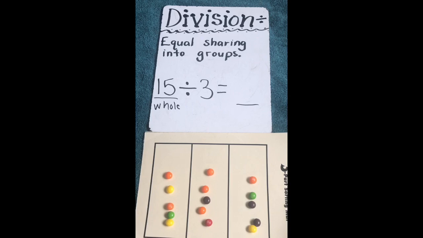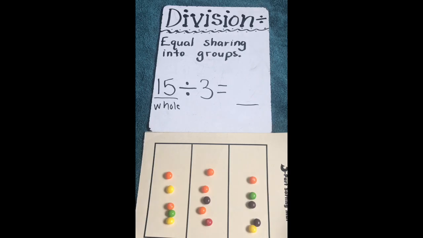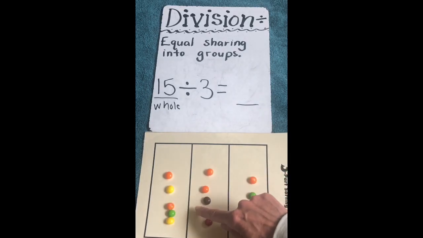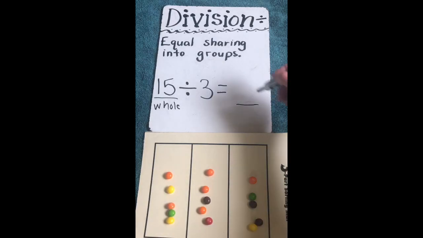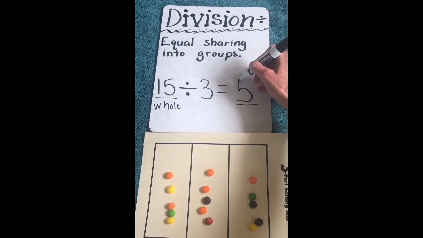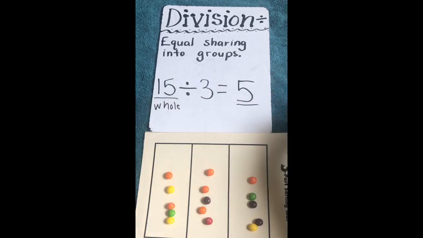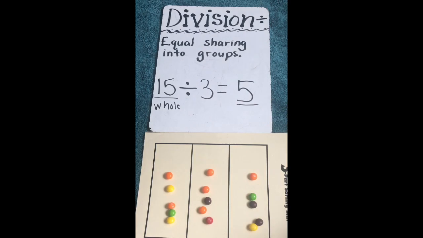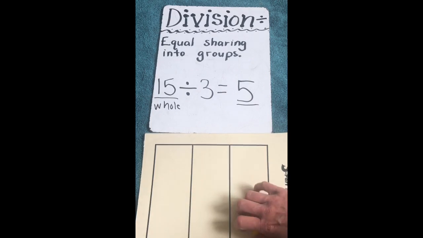And there we are. So I have the same amount in each group. Let's see how many I have in each group. 1, 2, 3, 4, 5. Let's double check. Good mathematicians always double check and make sure these groups are equal. 1, 2, 3, 4, 5. 1, 2, 3, 4, 5. Awesome. So we each get 5 Skittles. If I had 15 Skittles and I shared it equally into 3 groups, that means each group gets 5. Yum! I love Skittles and I love sharing with my friends.